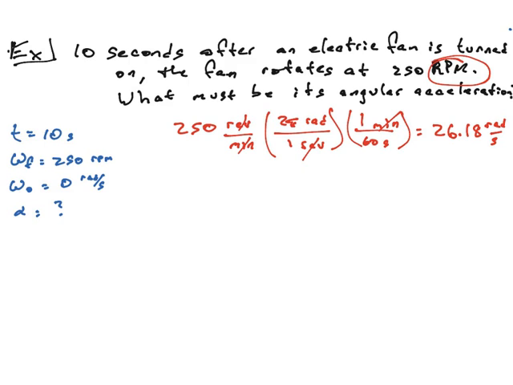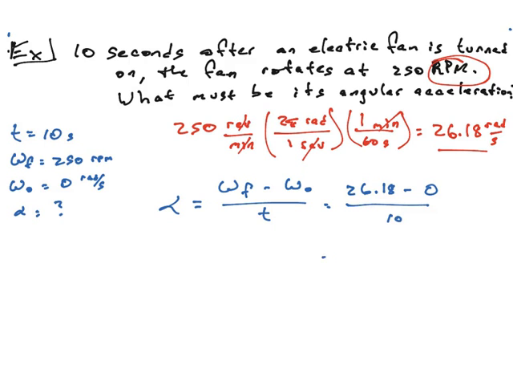Now, all I have to do is start thinking about which equations to use. I'm looking for alpha. I know final velocity, initial velocity, and time. So I'm going to use alpha is omega f minus omega naught over t. So plug my numbers in. Omega f, 26.18, minus omega naught, that was 0 because it was originally off. Divide by time, 10 seconds, and I get alpha must be 2.618 radians per second squared.